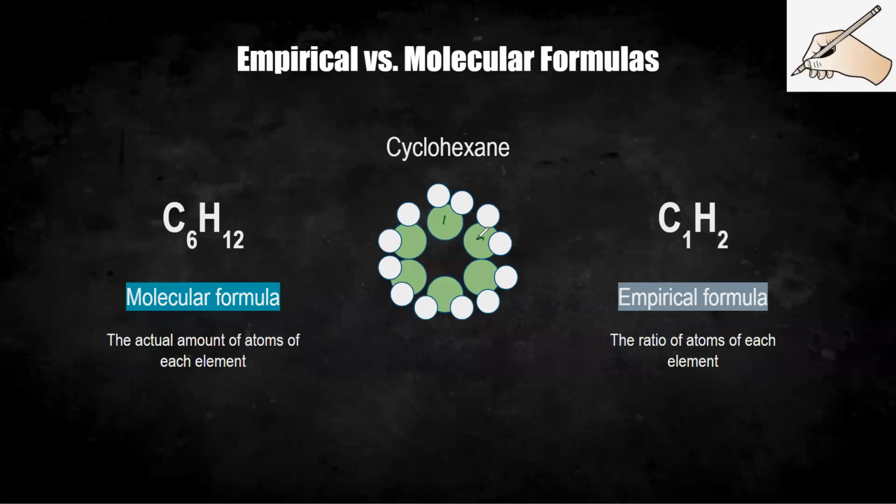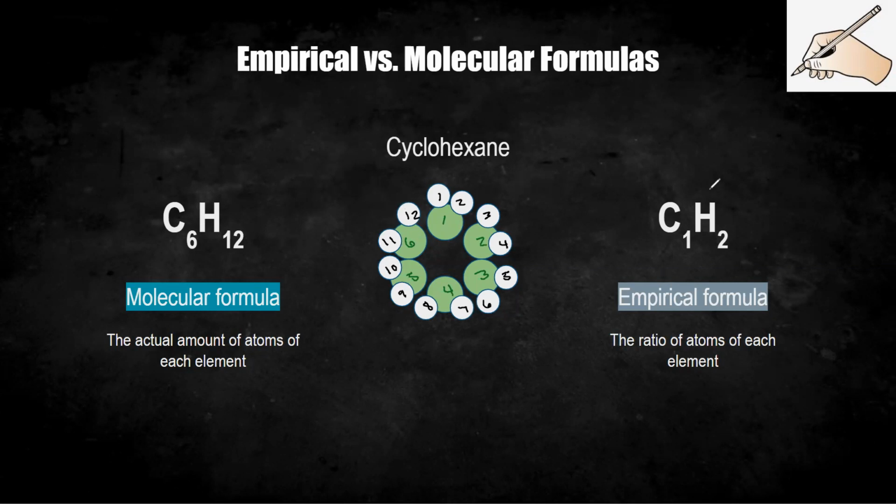Let me write those: 1, 2, 3, 4, 5, 6. And there are 12 hydrogen atoms: 1, 2, 3, 4, 5, 6, 7, 8, 9, 10, 11, 12. So I have literally just counted up the number of carbon atoms, and I've counted up the number of hydrogen atoms and created the molecular formula for cyclohexane.